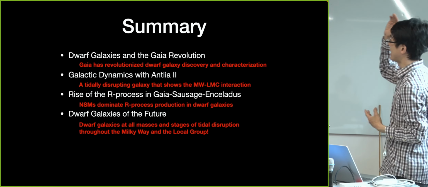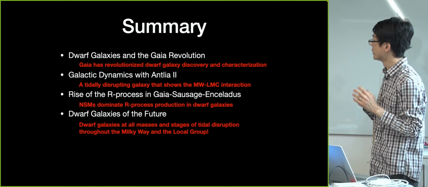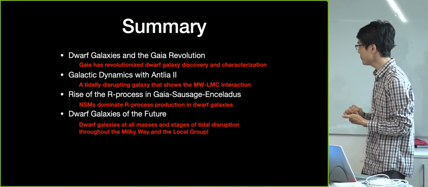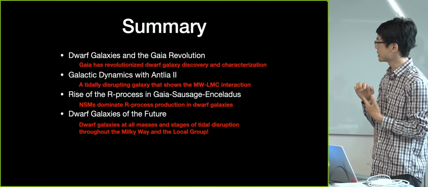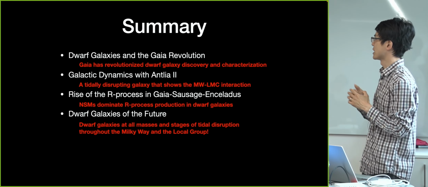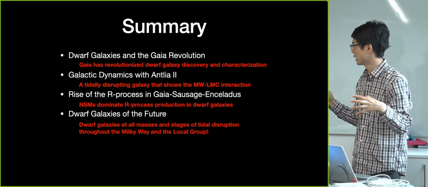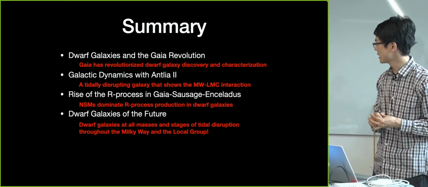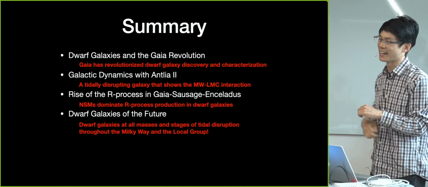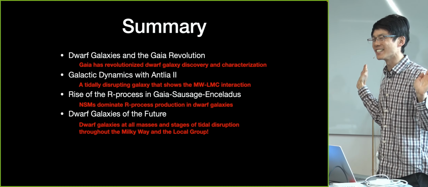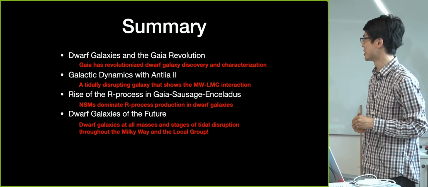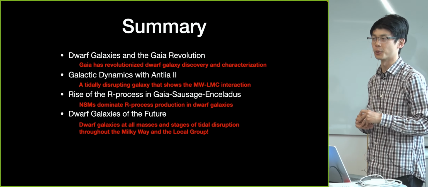So that's it. Gaia has been amazing for discovering qualitatively new types of dwarf galaxies and understanding them. I talked about galactic dynamics with this dwarf galaxy Antlia 2. And then I talked about the origin of the R process with this large accreted dwarf galaxy, Gaia Enceladus. I hope that at least some of this was interesting to you and that you will support studying dwarf galaxies in the future as we reach out to find these objects at any stage of tidal disruption throughout the Milky Way and into the Local Group.